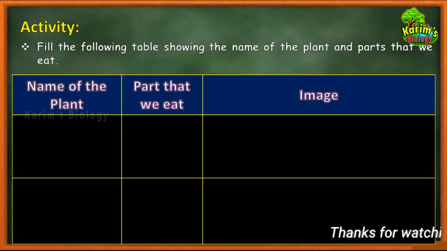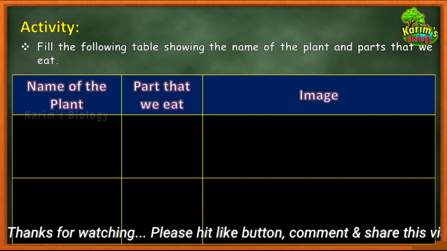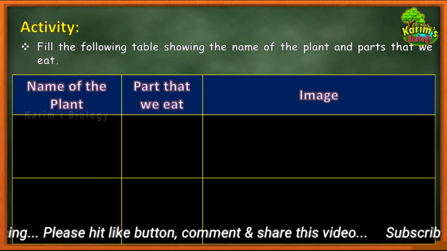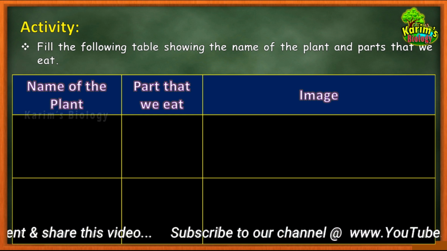Now let us do a small activity which is given in your textbook. In this activity we have to list out the name of the plant that is given in the textbook, and we have to find out what is the part of the plant that we eat. Okay, and I'm going to show you the images also to make the concept clear. Right, so let us start children.